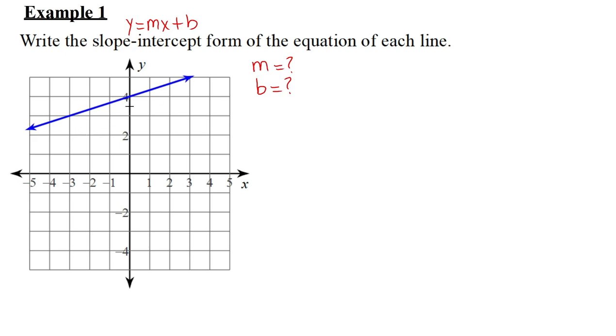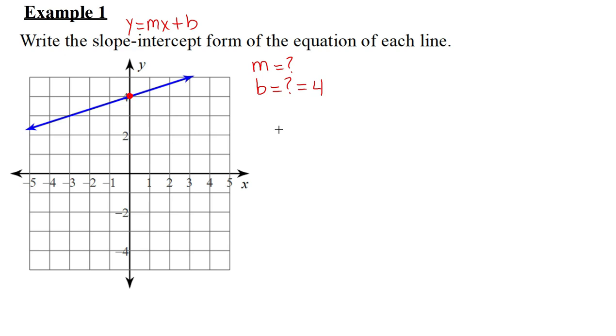So the first thing, when we're given a line in the coordinate plane, is we need to look for the y-intercept, or where this line crosses the y-axis. So right here at this point at (0, 4), that's where this line is crossing the y-axis. So that means that my y-intercept is going to be at y equals 4.